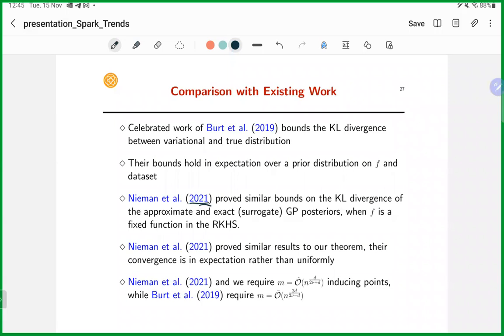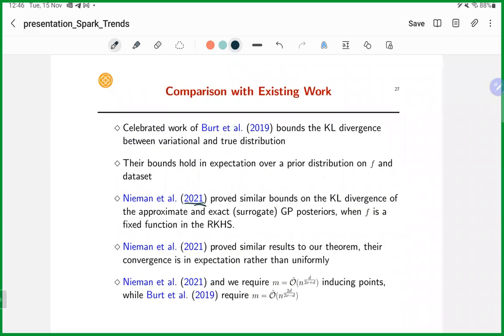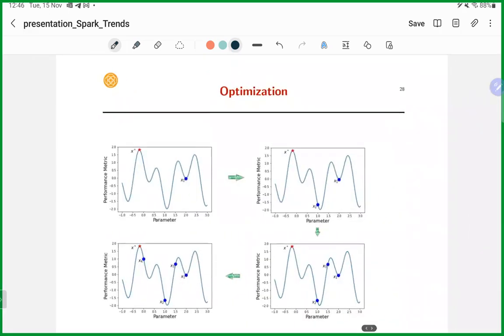And mu tilde converges to F. So in comparison to Niemann et al., we have a completely different proof technique. We use the decomposition of the posterior variance while they use similar techniques as Bert et al. And in addition to this, we also consider an optimization problem, which doesn't exist in the previous papers.